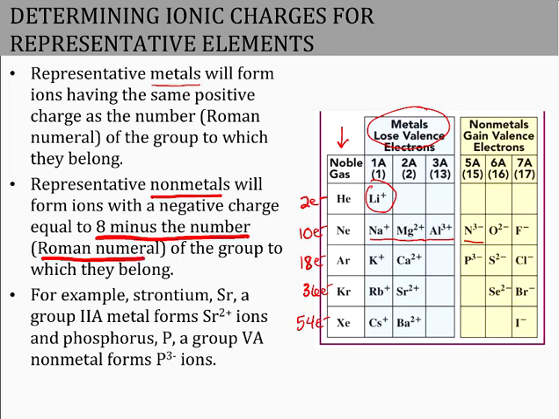Now, representative nonmetals, on the other hand, will form ions with a negative charge equal to 8 minus the number or the Roman numeral of the group to which they belong. So in the nonmetal group, 8 minus 5 is 3, and that is the negative charge on nitrogen and phosphorus in group 5A. 8 minus 6 is 2, and then that is the negative charge on everything in group 6A. And then 8 minus 7 is 1, and that is the negative charge on everything in group 7A. So that's one trick to remember the charges on metals versus nonmetals.